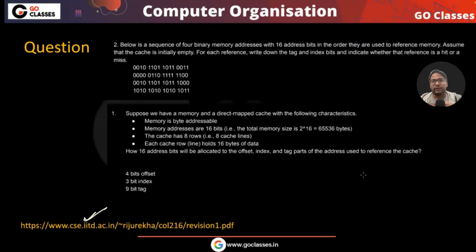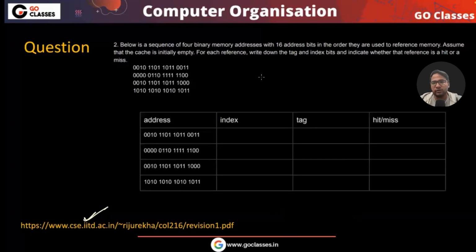So let's see what they are saying. Memory is byte addressable and there are 16 bits. The cache has 8 rows, right? So there are 8 rows in the cache, which means there are 8 lines. So can you tell me the number of index bits, which will be 3 bits, right? It is written here. Okay. And the offset is 4. So basically you have 9, 3, and 4. Your division is 9, 3, and 4.